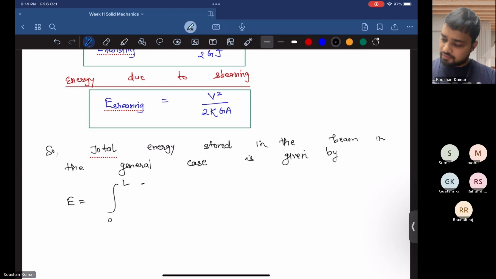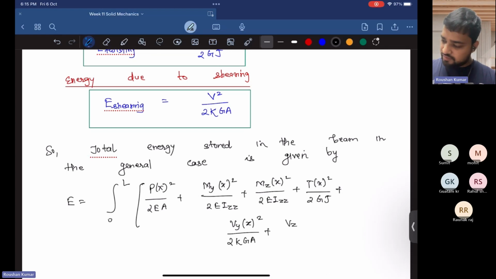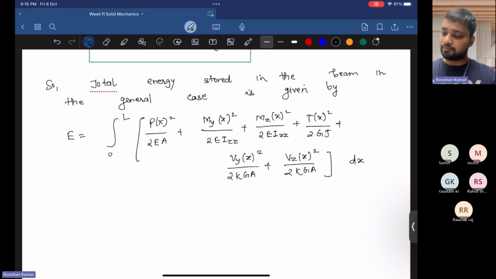So it is given simply by Px square upon 2EA plus My x square upon 2EIzz plus Mz x square upon 2EIzz plus Tx square upon 2GJ plus Vy x square upon 2 times kappa GA plus Vz x square upon 2 times kappa GA, whole times dx. So it is the total energy stored in the beam.